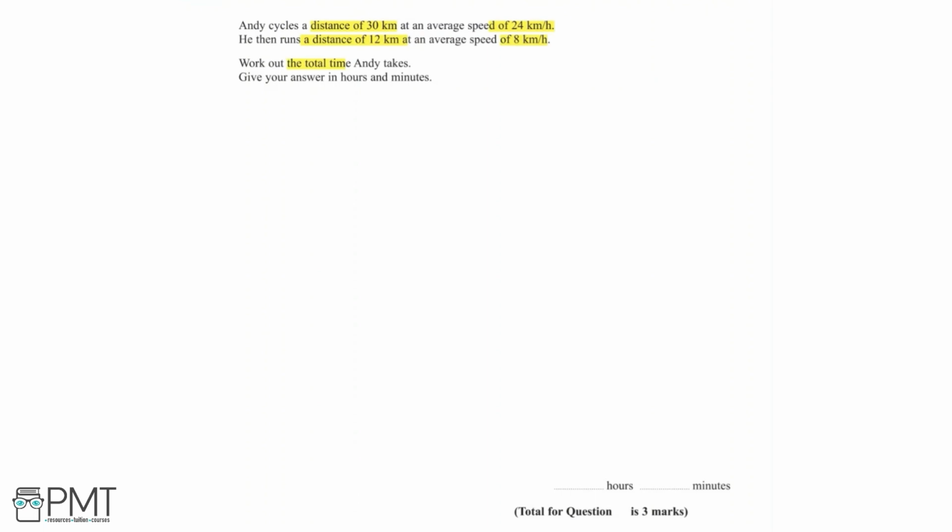Well, a formula that we need to know in order to answer this question is the fact that speed is equal to distance divided by time. We're interested in finding the time, and so we can rearrange this formula in order to say that time is equal to distance divided by speed.